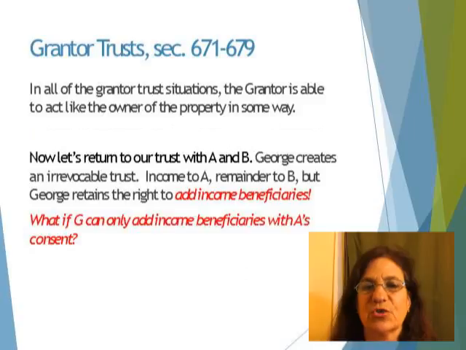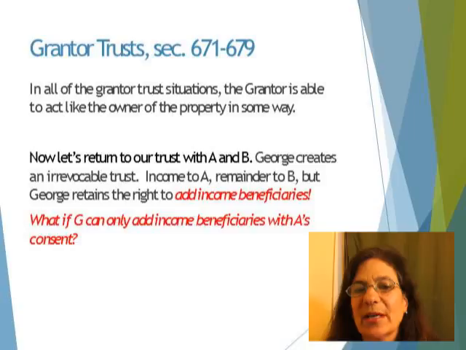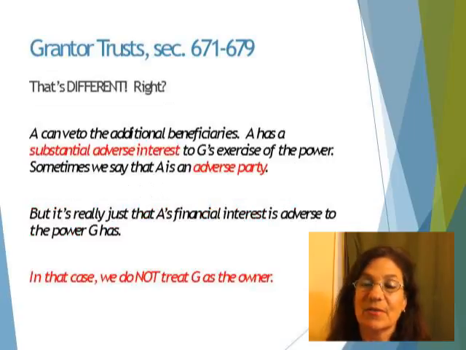Now, in all of those situations, the grantor is really able to act like an owner in some way, and so for income tax purposes, that's how we treat the grantor. Now let's return to our trust with George and A and B, right? And George is able to add income beneficiaries. What if George could only add the income beneficiaries with A's consent? That's a little bit of a different twist on it, right? That's different. Because now A could veto the adding of any additional beneficiaries.